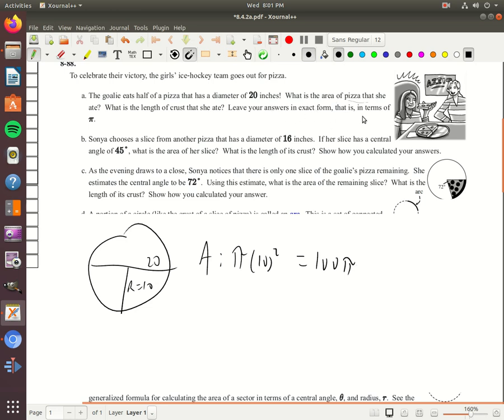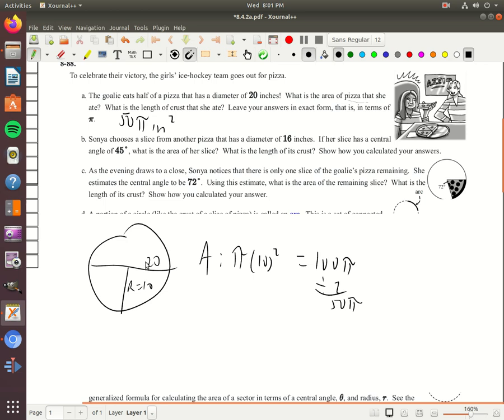It says leave your answer in exact form. That's it, leave it in terms of pi. So, well, she ate half of it. So I'm going to say she ate 50 pi. So she ate 50 pi inches squared of pizza.